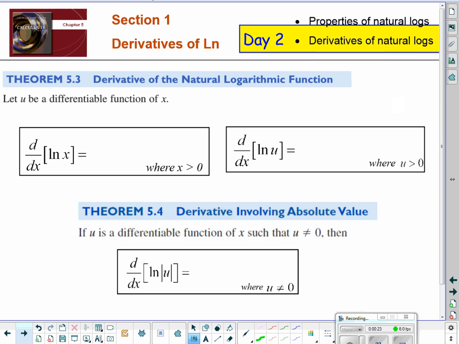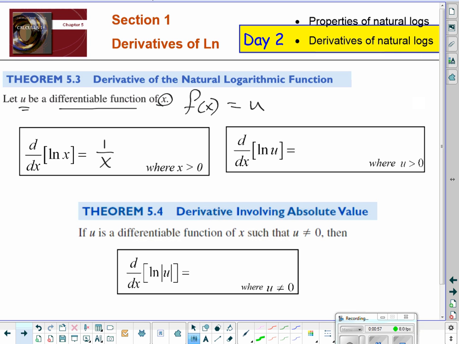Well, Theorem 5.3 out of the book says, for the derivative of a natural log function, we let u be some differentiable function of x. Basically, that's saying we have some f of x function that we're going to let be u, just for symbolic purposes here. The very simplest natural log function would be natural log of x. And the derivative of that is simply 1 over x. Sounds pretty easy, huh?